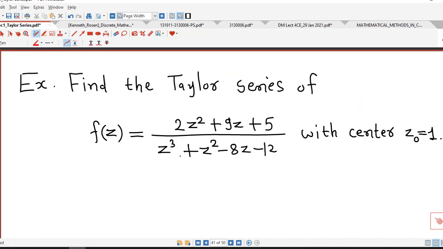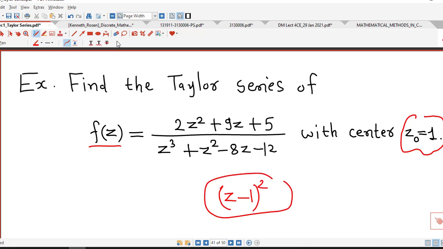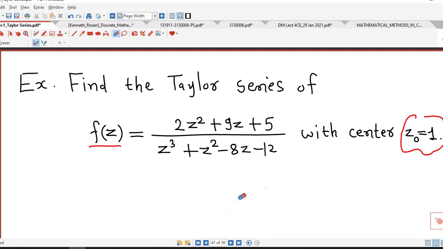So now we find out Taylor series of this function with center z0 equal to 1. That means Taylor series of this function in powers of z minus 1. Now here our function is rational function in which degree of numerator is strictly less than degree of denominator, that is degree of numerator is 2 and degree of denominator is 3. So this rational function is proper rational function.